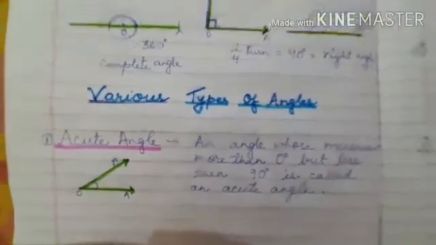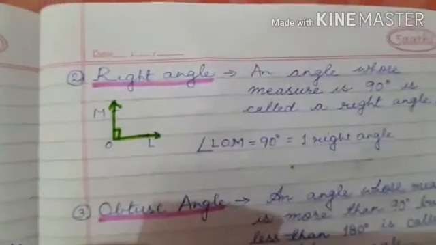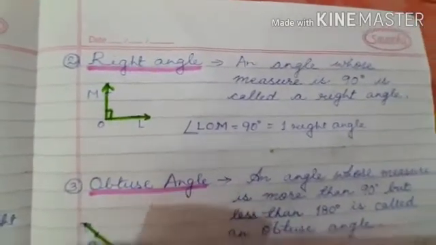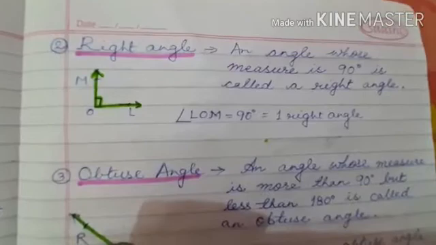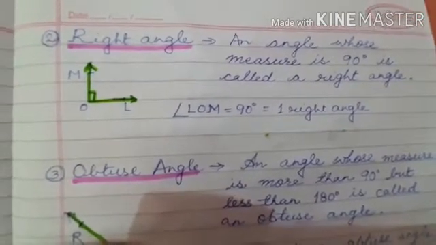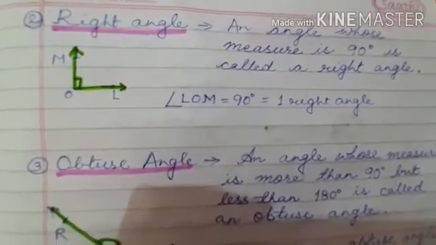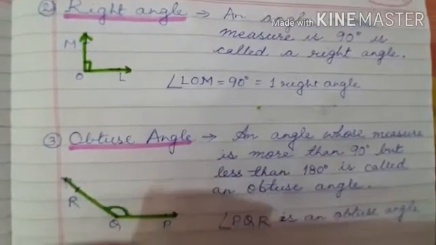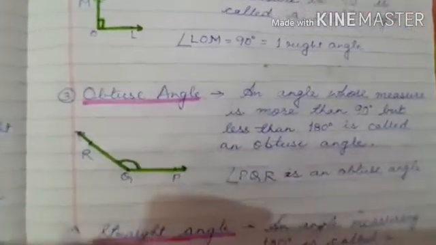Next is right angle. What is the right angle? An angle whose measure is 90 degree is called a right angle. You can see in the figure angle LOM is equal to 90 degree, and that is called one right angle.